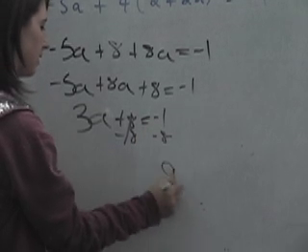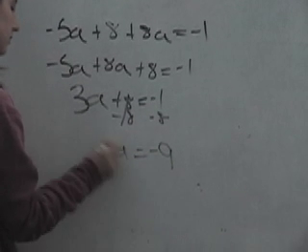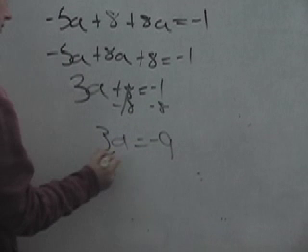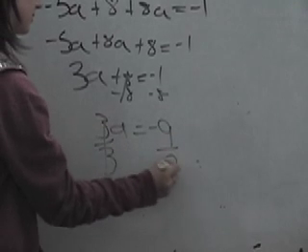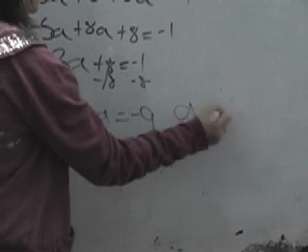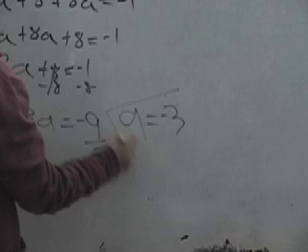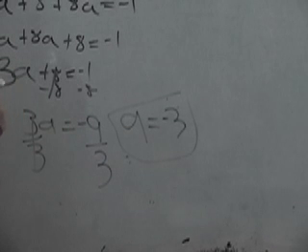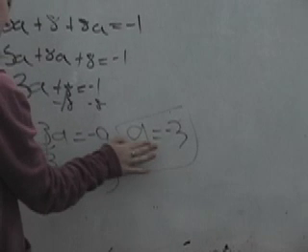So we have negative 9 equals 3a. And then you divide by 3 on both sides. And then a equals negative 6. There you go. Nice job. Just make that a little nicer. Good job. Give her a hand. Way to go.